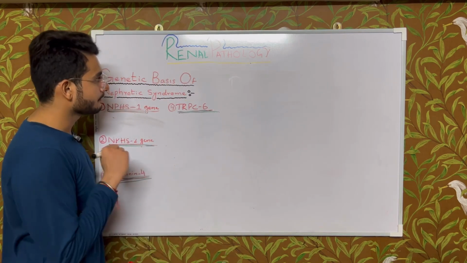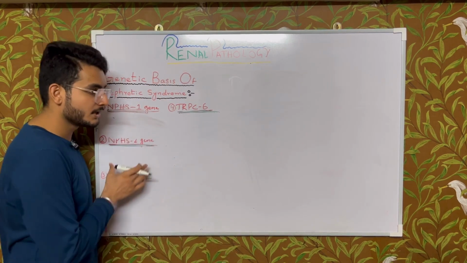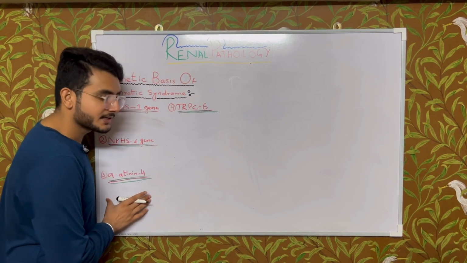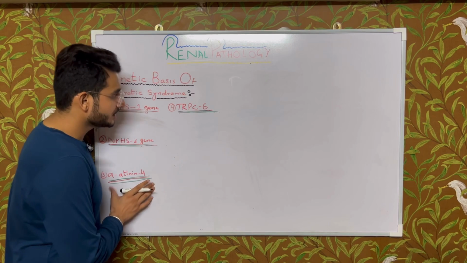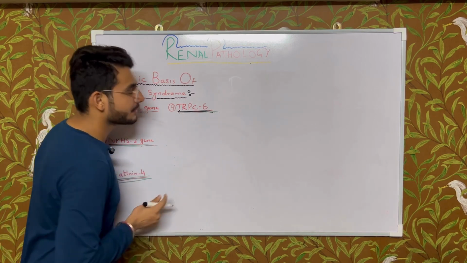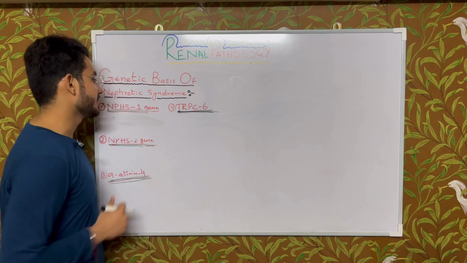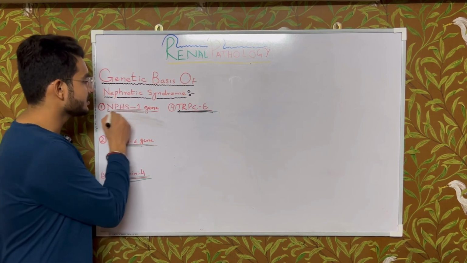Nephrotic syndrome mainly involves the mutation of 4 genes. First one is the NPHS1 gene, second one is the NPHS2 gene, third one is alpha-actinin 4 gene, and last but not the least is TRPC6 gene. Let's talk about each of them one by one in much detail, starting with the NPHS1 gene.